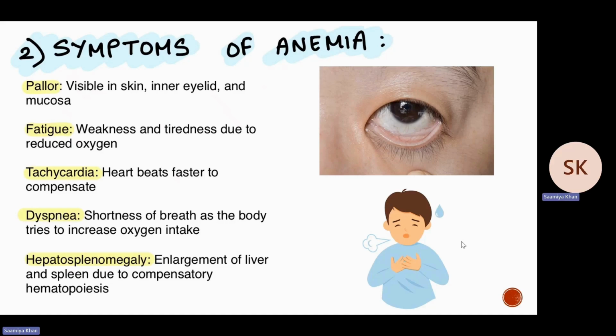The next thing that we're going to talk about is the symptoms of anemia. Since we have reduced hemoglobin, we're going to have pallor, which is when we look under the patient's eyelids, it's going to be pale. When we look at the tongue, it's going to be pale. It's also visible on the skin. There's also going to be fatigue, tiredness, compensation mechanisms such as tachycardia, dyspnea, and also hepatosplenomegaly, because if we have reduced RBCs, the liver and spleen are going to need to produce more RBCs, and they will undergo enlargement. So that's going to lead to hepatosplenomegaly.